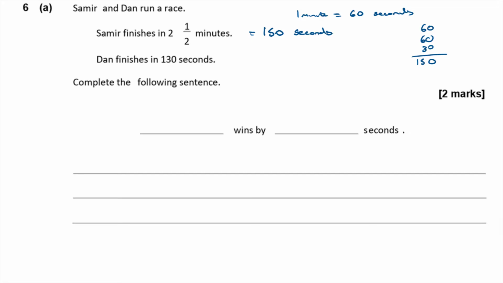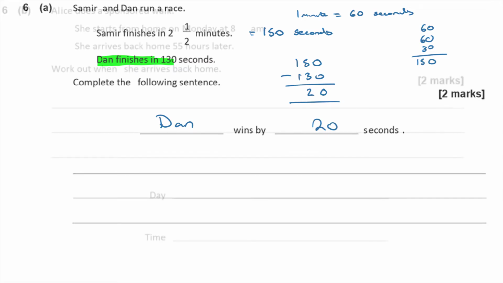Dan finishes in 130 seconds. So who wins? It's the smallest time that wins, isn't it, in a race? You have to get past the finish line first. So I think we can say that Dan finishes first. So we're going to say Dan wins, because he does it in a shorter time. How much shorter is the time? 150 minus 130. That is 20, isn't it? 20 seconds. So he wins by 20 seconds.